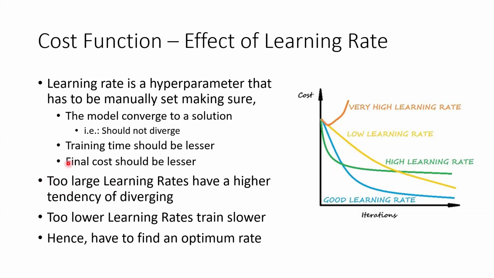The final cost would be affected when you are using a learning rate. That means if you want a very low final cost, you should use a lower learning rate, and if you want to move faster, you have to use a higher learning rate. So these are conflicting requirements, right? So it should be some learning rate somewhere in the middle, right?